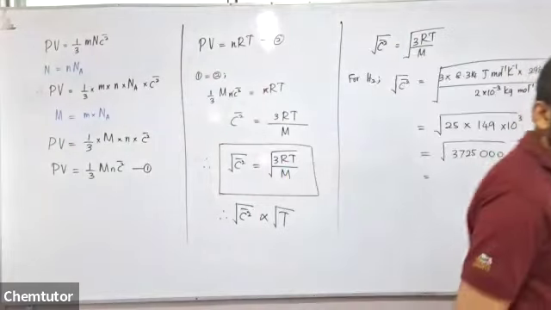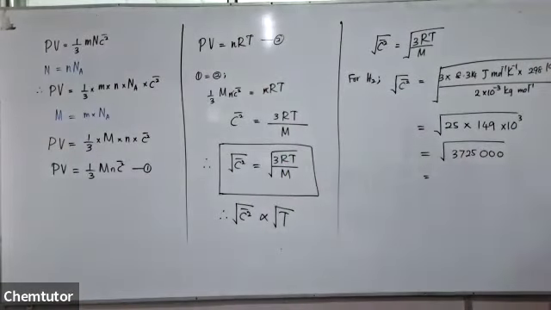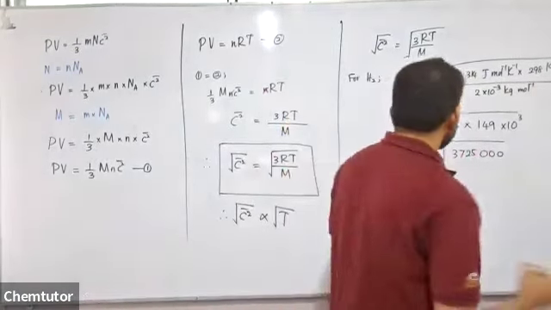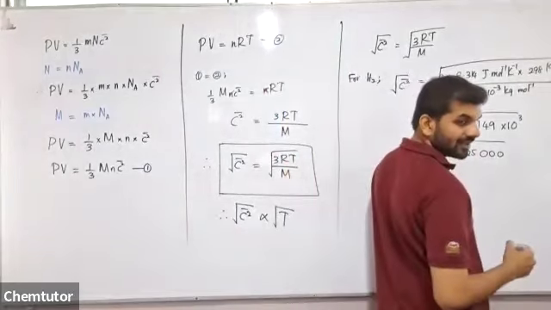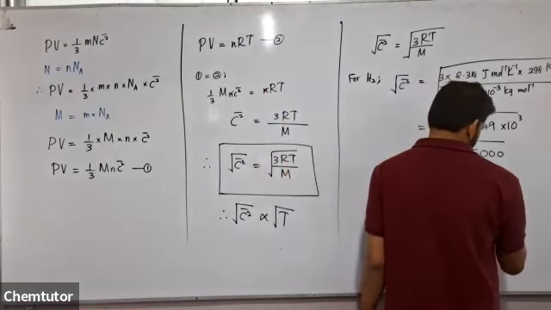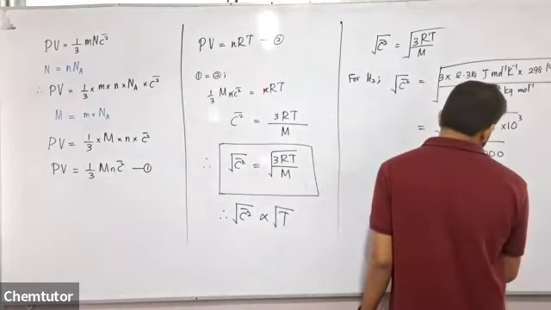How do you get the square root of that? You can simply use a long division method. Answer will be 1930.02. So we can approximately take it as 1930 meters per second.